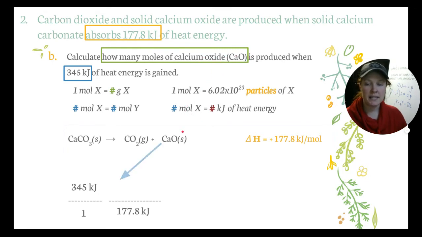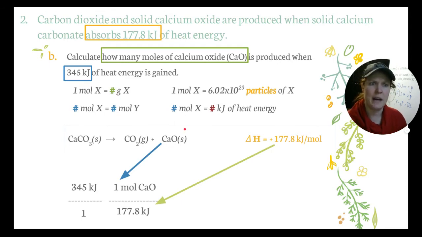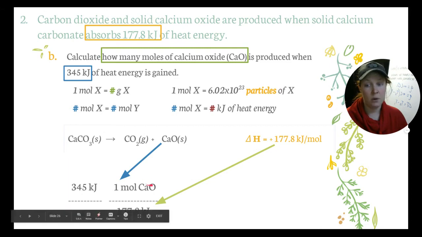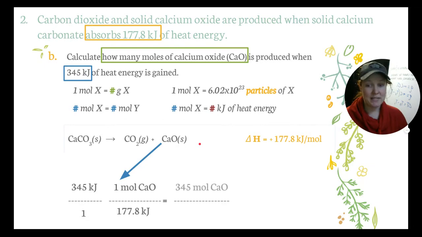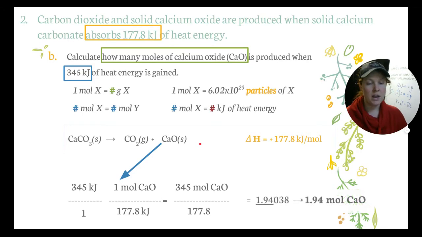So I want moles of calcium oxide on top, and I'm going to use the number that's in front, or the coefficient of calcium oxide from the equation. Oh, my arrows are a little bit out of order there. So now I have this set up. I'm getting rid of kilojoules. I am ending with calcium oxide, and I know that because kilojoules on top cancels with kilojoules on the bottom, and there is nothing canceling out moles of CaO. Go ahead and multiply my numerators together and my denominators together, and I end up with something that looks a little like this. Divide your top and bottom. We end up with 1.94038, or we round that to sig figs, 1.94 moles of calcium oxide.